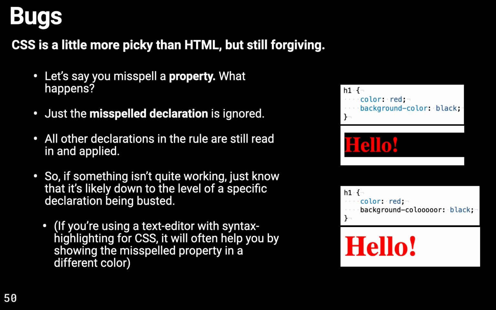Also, if you're using a text editor with syntax highlighting for CSS, it really helps. It shows you things like, hey, the misspelled property is the wrong color. Normally these things are all kind of bluish. This one is like, hey, I have no idea what that property is. Sorry.